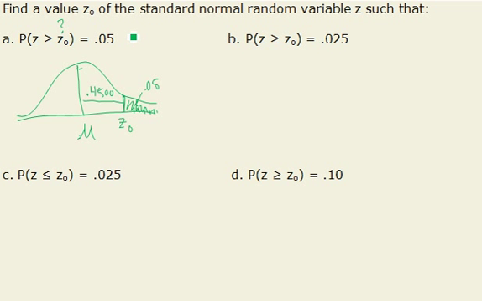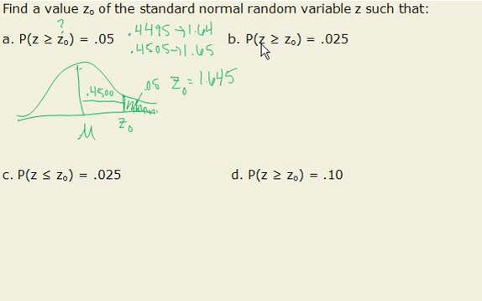Looking at the z-score chart, I see two different scores, 0.4495 and 0.4505. 0.4495 is a 1.64 z-score. 0.4505 is a 1.65 z-score. Because these z-scores are so close to each other, we're going to go exactly halfway in between and say that z sub naught here is 1.645.